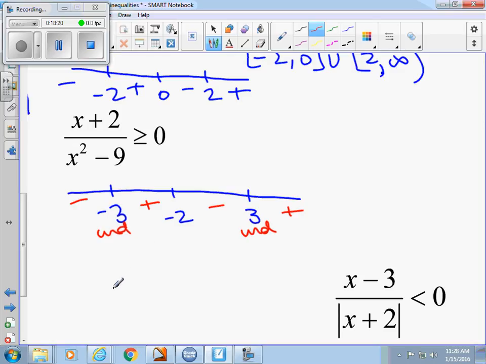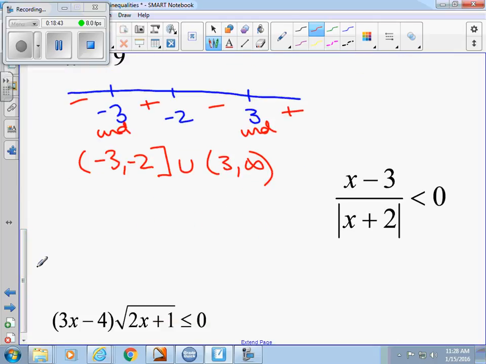Okay, so I want greater than or equal to 0. I'm going to pick -3 to -2, and I'm going to bracket the -2, but I'm not going to bracket the -3. Does everyone understand why? Because that part is undefined. And then from 3 to infinity, and again, I'm not going to bracket the 3. Any questions about that one?